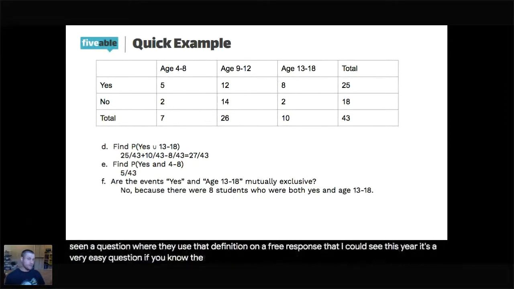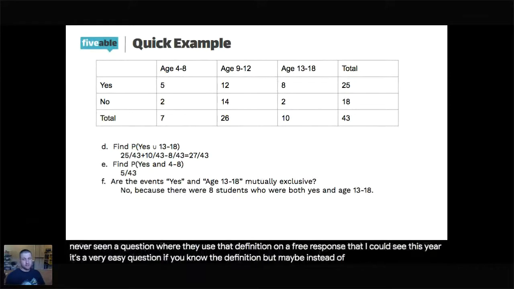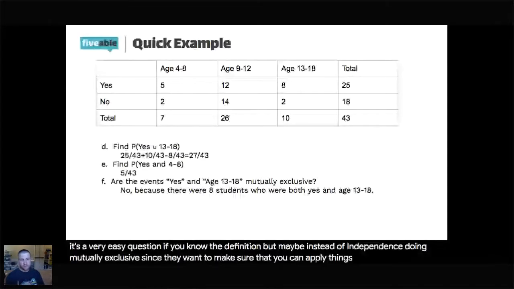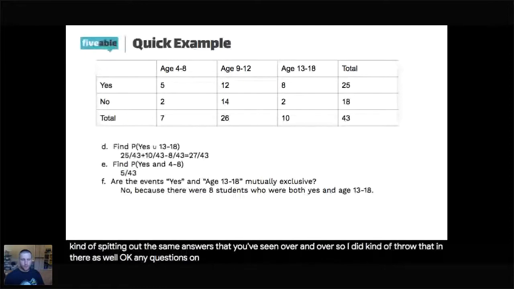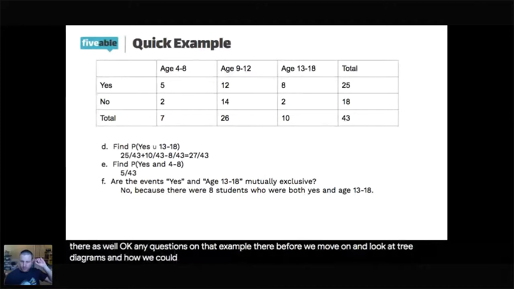But maybe instead of independence, doing mutually exclusive, since they want to make sure that you can apply things more as opposed to kind of spitting out the same answers that you've seen over and over. So I did kind of throw that in there as well. Okay. Any questions on that example there before we move on and look at tree diagrams and how we could compute things a little bit differently?